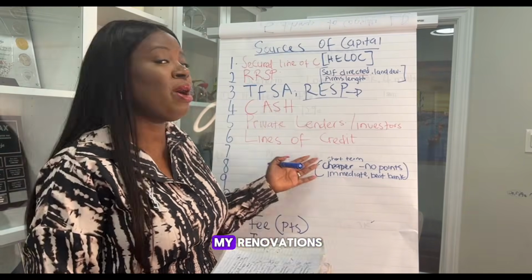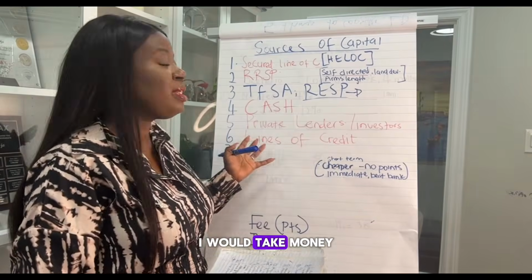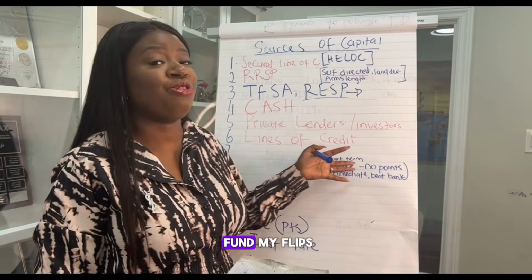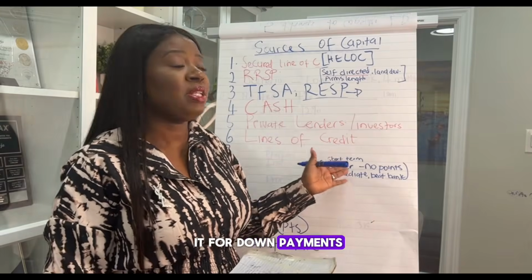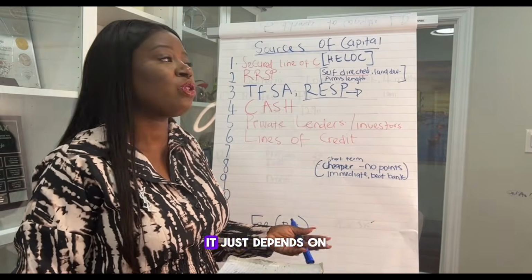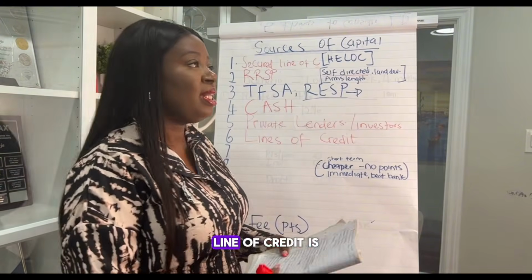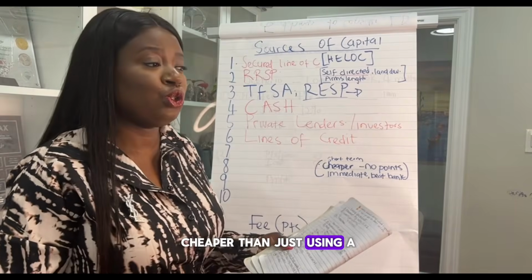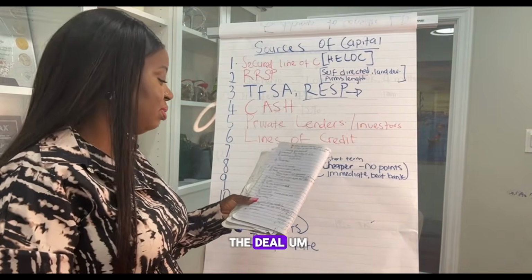When I'm doing my renovations and buying all the materials, I take money from my line of credit and use it to fund my flips. You can also use it for down payments, for your deposits when you're buying a house. It just depends on how much line of credit you have, and sometimes a line of credit is cheaper than using other forms of money. It really depends on the deal.